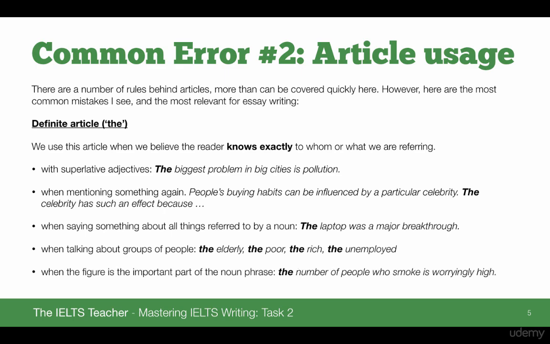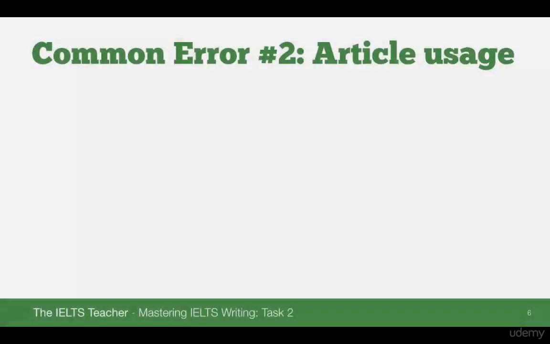And when the figure is the important part of the noun phrase, the number of people who smoke is worryingly high. Not a number of people who smoke, that would be more concerned with the people themselves. If we're more concerned about the figure, the actual number, then we'll use the article in front of number. The number of people who smoke is worryingly high.